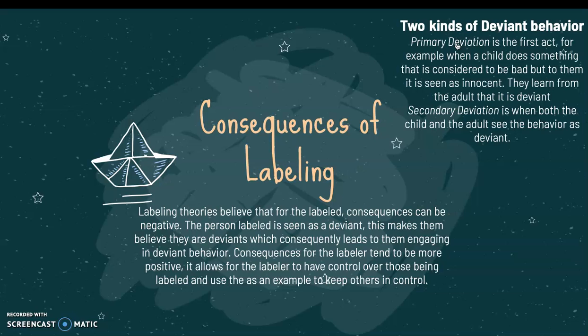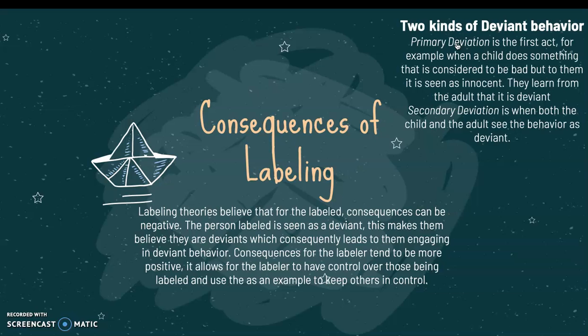Consequences for the labeler tend to be more positive because they use the labels on others to control those who are less powerful, and also to keep control within themselves. They usually use people who are labeled as deviants as a form of example, like, hey, if you step out of line, this is what your life is going to be like.